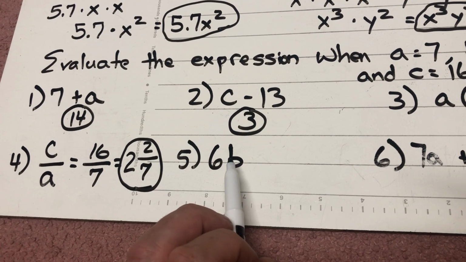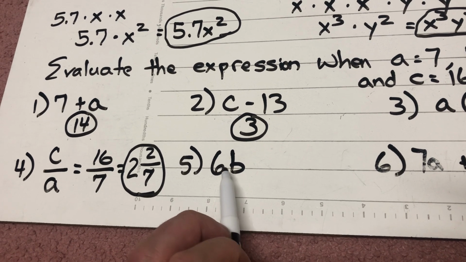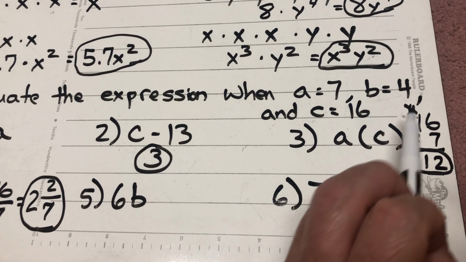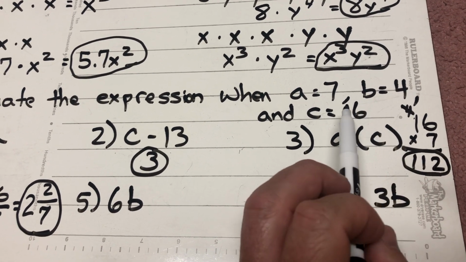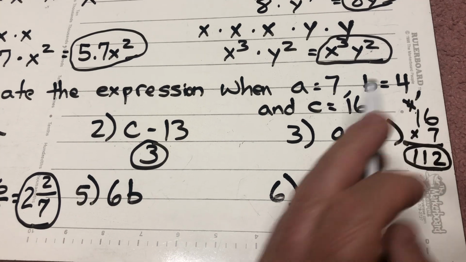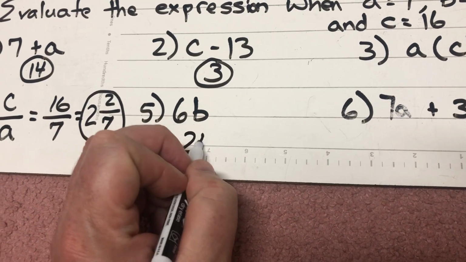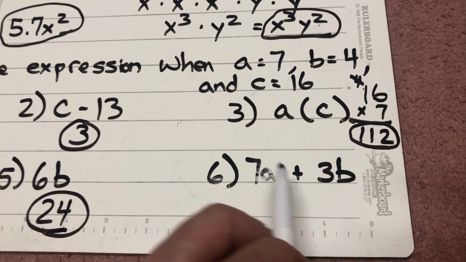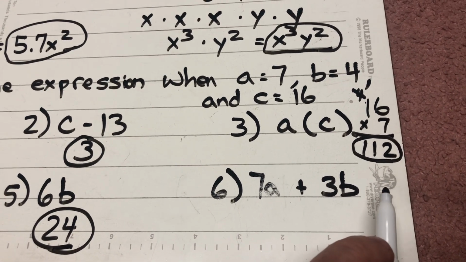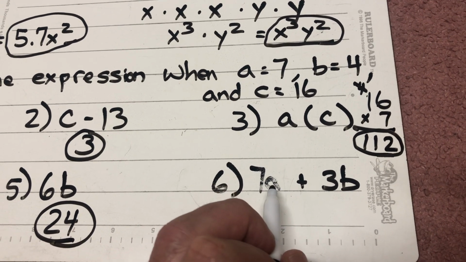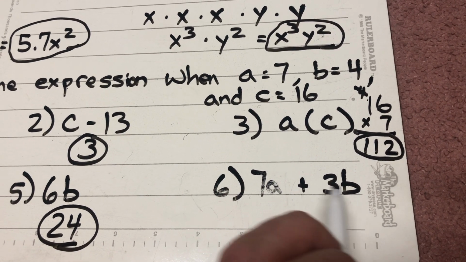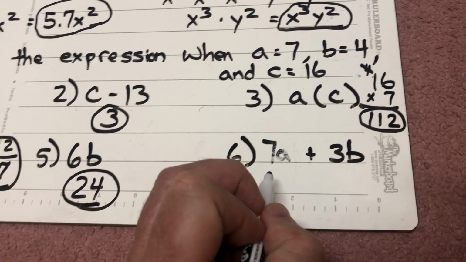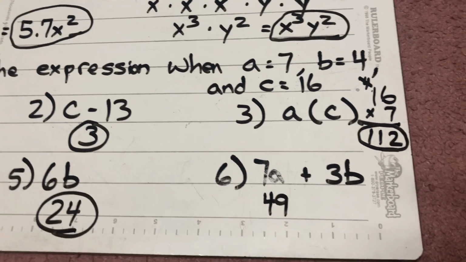Now, anytime we have a number right next to a variable, that means multiplication. 6 times b. So if b is 4, as it says in this problem, this is 6 times 4. Well, 6 times 4 is 24. And so this gets me to the last one, 7a plus 3b. Well, this means it's 7 times a, and this means that it's 3 times b. Well, a equals 7, so this is 7 times 7. Well, 7 times 7 is 49.